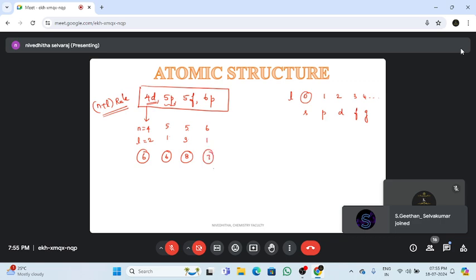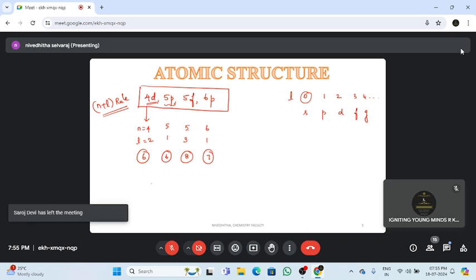I asked you to arrange these orbitals in decreasing order, from higher energy to lower energy. So among these 4 orbitals, which has the highest energy? 5f. Very good, 5f. After 5f, which has the highest energy? 6p, ma'am. No doubt it is 6p.